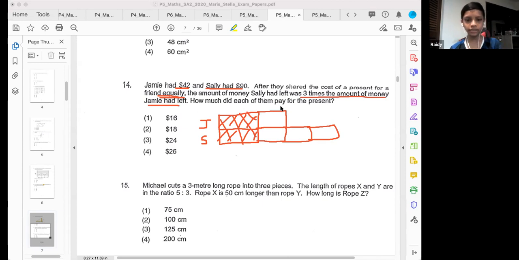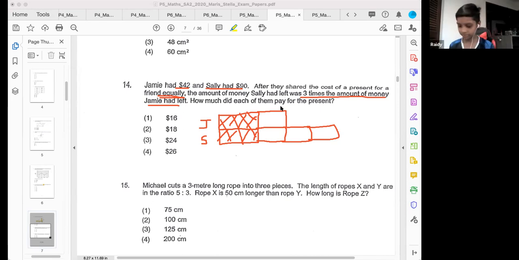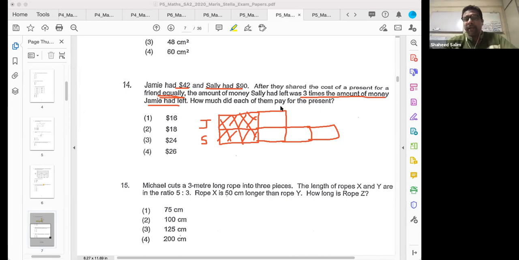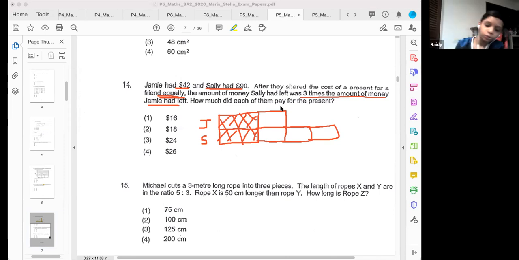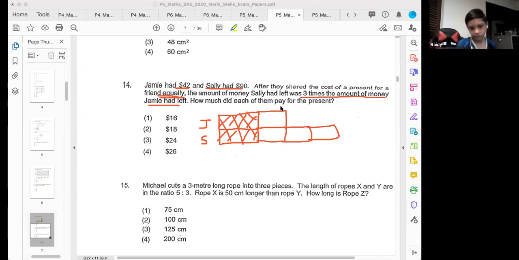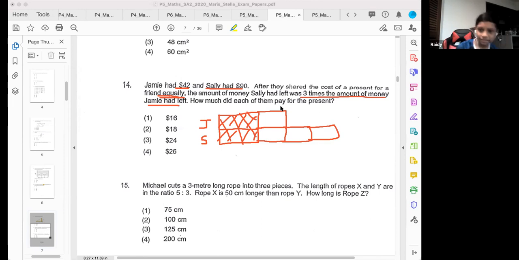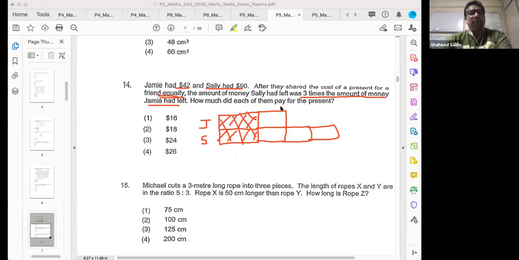Okay, so it's really like correct, but it's my way I do. Okay, what's your way? So I take 42 plus 90, which is 132. And then 132 divided by 2 is 66, and then 66 divided by 3 is 22. And then I take 42 minus 22, which is 20, and then I go to the closest one. Okay, no, that's not the correct way.